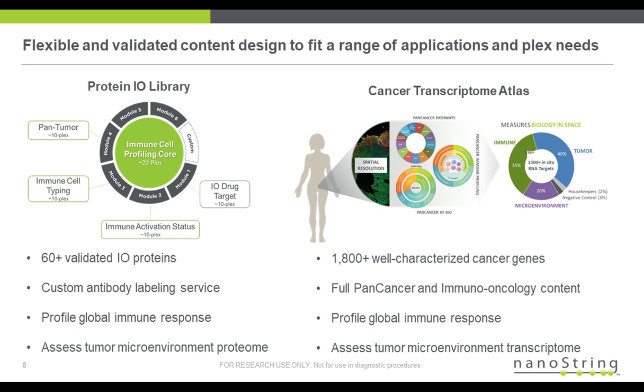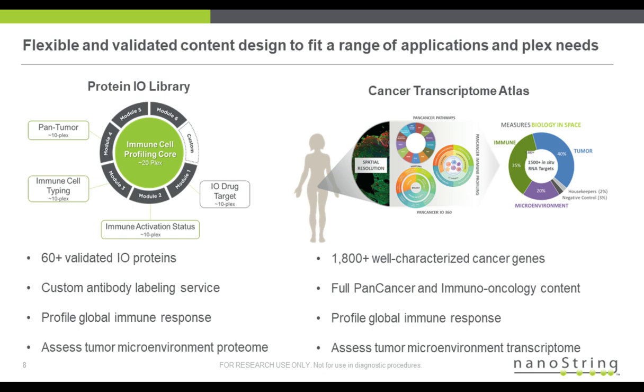Today, we have over 60 antibodies that have been labeled and validated in our process. They can all be used simultaneously on a single tissue slide. And they are really focused on being able to profile holistically that immune response. When we move over to the RNA side, we have even more options here because now we don't have to rely on having available antibodies, which, as you know, is not always an easy thing to develop.